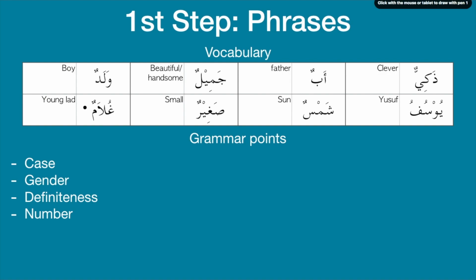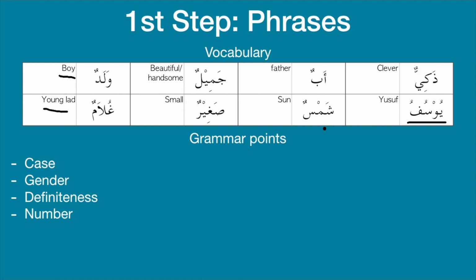So the word for a boy, waladun, a young lad, ghulamun, beautiful or handsome, jamilun, small, saghirun, father, abun, son, shamsun, clever, dhakiyun, and then the name Yusuf is spelled like this, Yusufu.